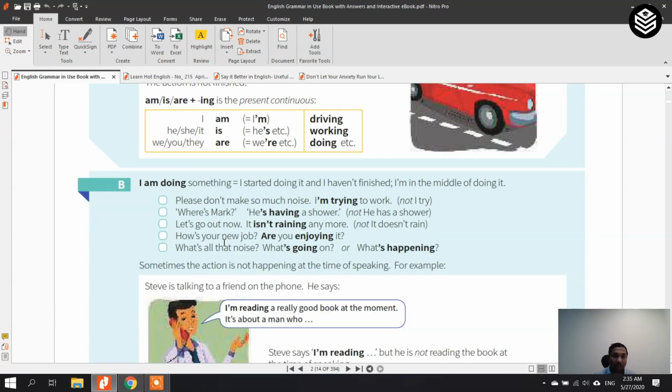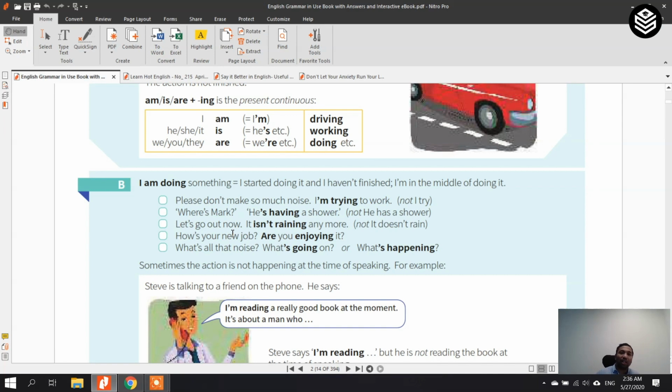The second example. Where is Mark? He is having a shower. Where is Mark? He is having a shower. It means he is doing it at the time of speaking. He is having a shower. Okay. He is taking a bath. There's a difference. Bath means usually they take it in a bathtub. Shower is from a faucet. Okay, so it's not much difference. So where is Mark? He's having a shower.